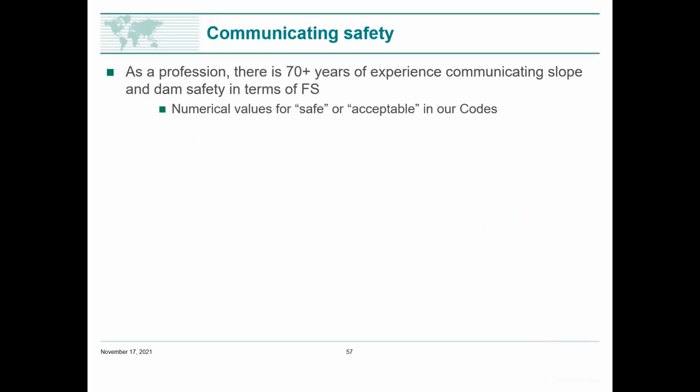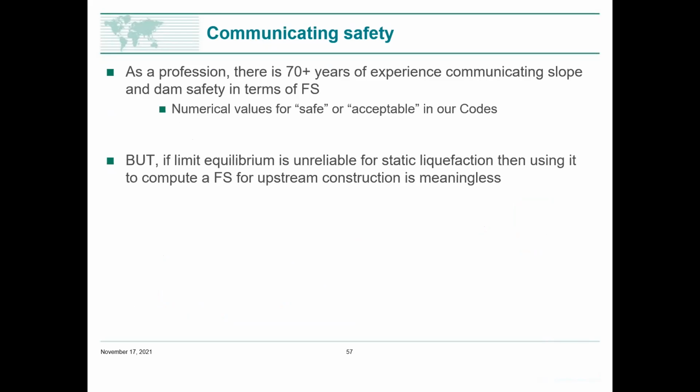Okay, communicating safety is my final point. As a profession, there is near 70 years of experience of communicating slope and dam safety in terms of the factor of safety. We've got numerical values of safe or acceptable in our codes, and I guarantee every one of you is comfortable discussing a factor of safety 1.4 versus 1.5 or whatever, and how you calculate it with limit equilibrium methods. But if limit equilibrium is unreliable for static liquefaction, as it is, then using it to compute a factor of safety for upstream construction is frankly meaningless. It's just an exercise in deluding yourself.